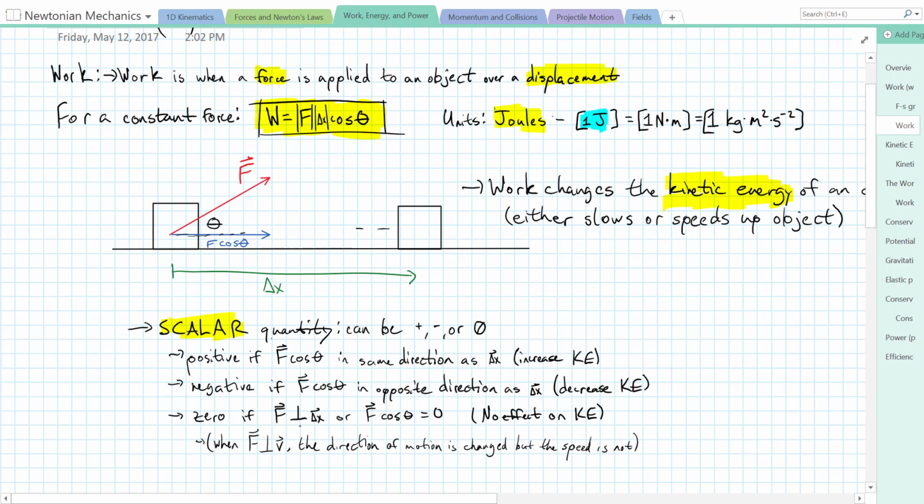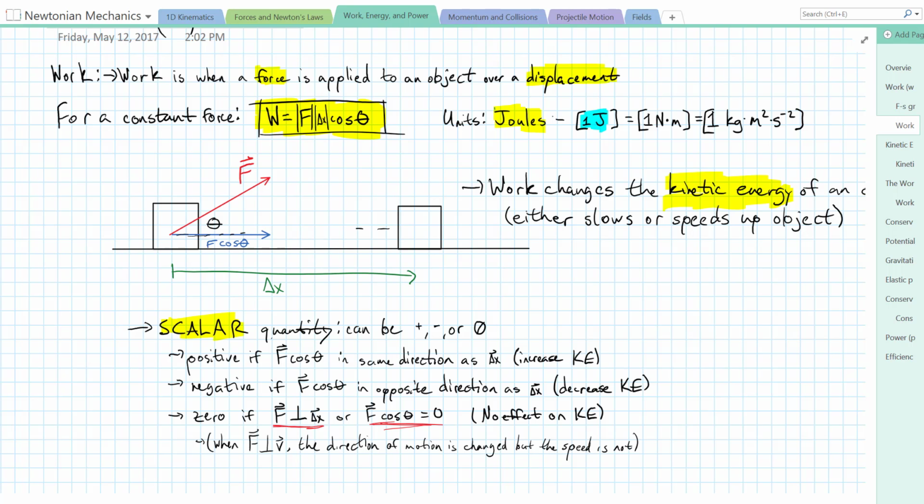And if your force is perpendicular to the motion, then you're not going to be speeding up or slowing down the object. You're not changing the kinetic energy. You're not doing any work. Now you can still change the motion of an object. You can still accelerate it. But if your force is perpendicular to your motion, you're not changing its speed. So you're not changing its kinetic energy, doing no work.